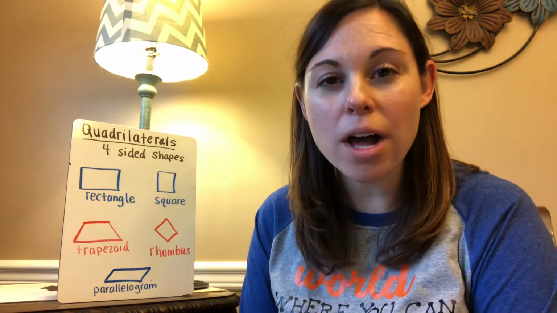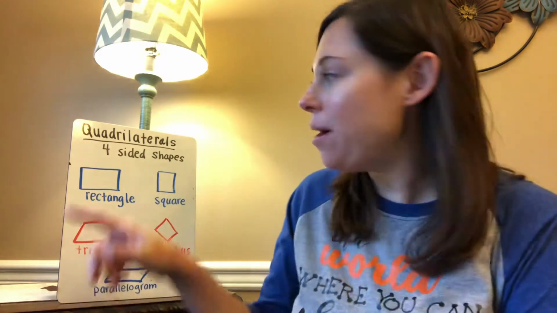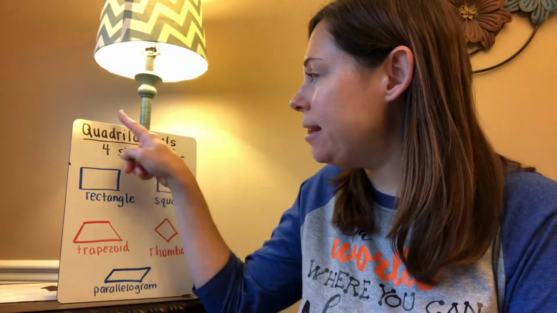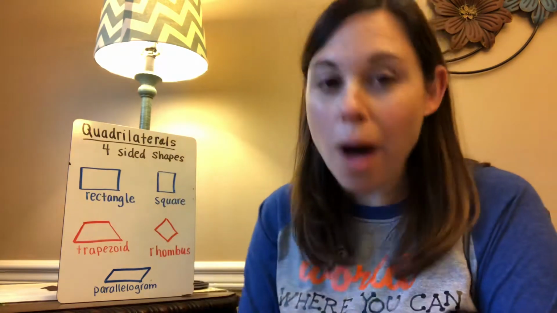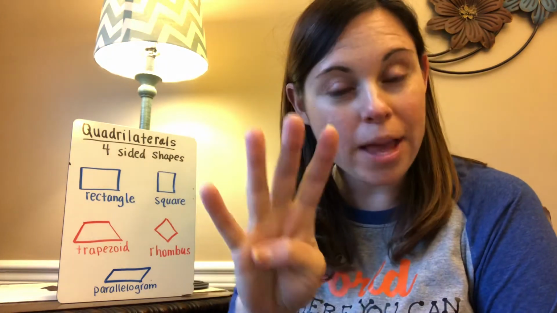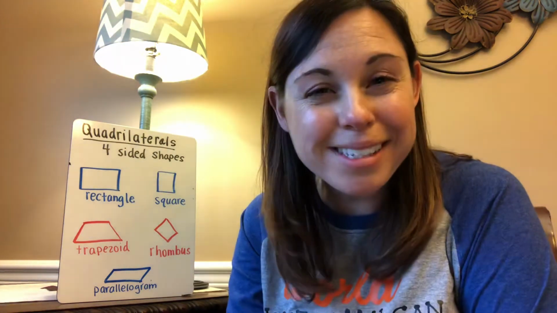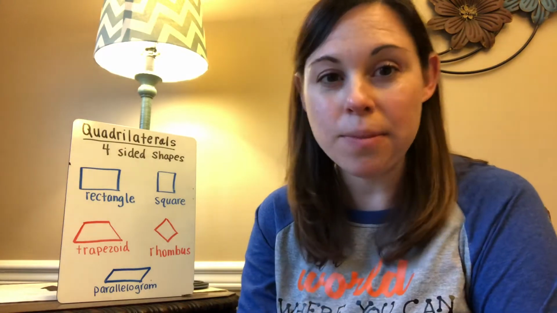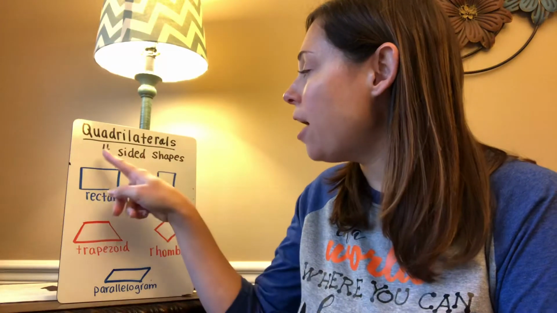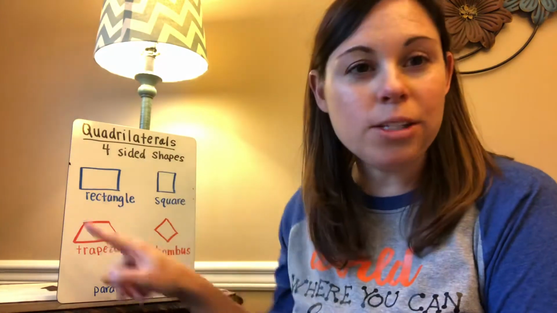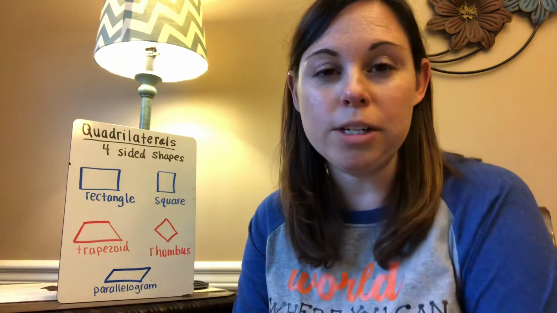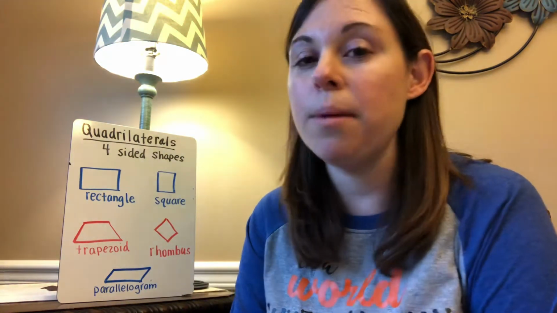Say quadrilateral. Well, if you see quad in this word, you know that quad means four, like quadruplets are four children. So quadrilaterals are four-sided shapes. So I have some four-sided shapes here I'm going to share with you. Some of these you know, and some of them might be new.